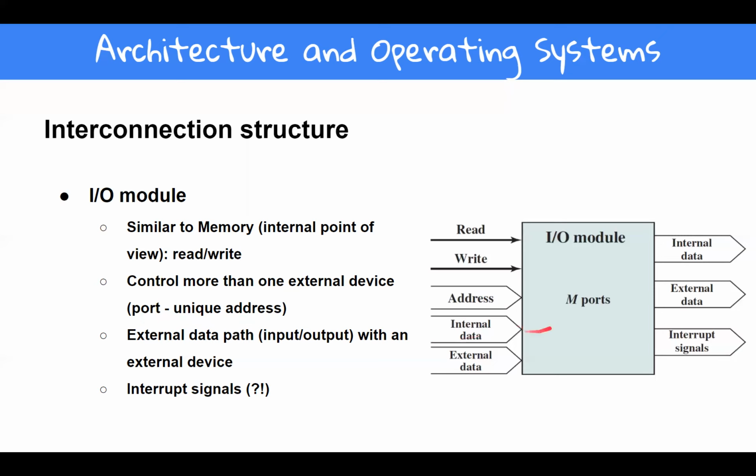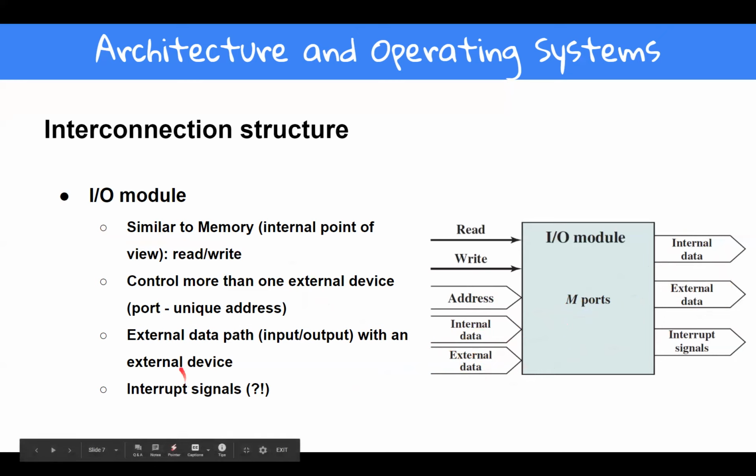So if you want to send and receive data, again, similar to the memory, we should have ports. We need to have addresses for them. We should be able to read and write data. It's similar to the memory because we should be able to write on that and then read it, for internal and external data.